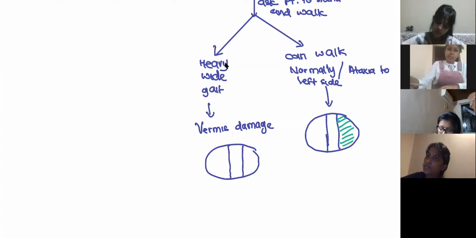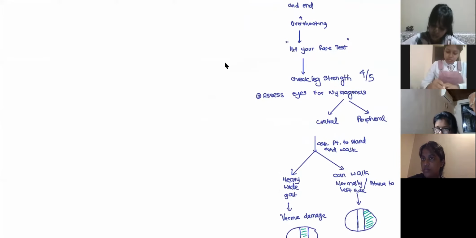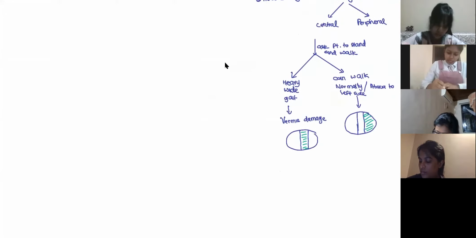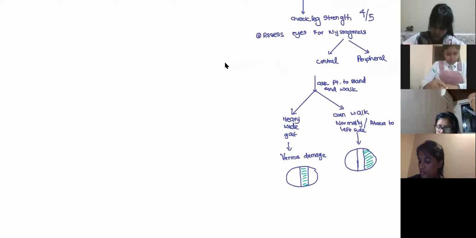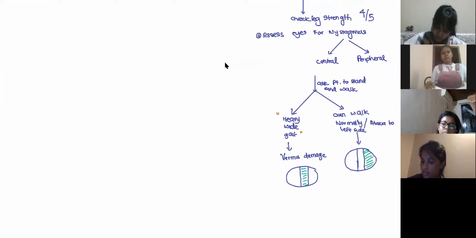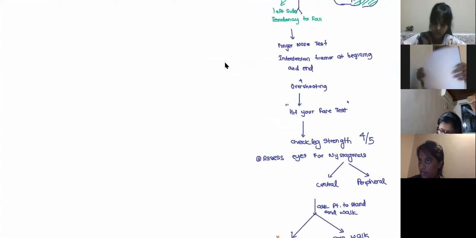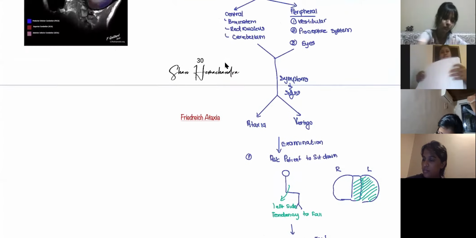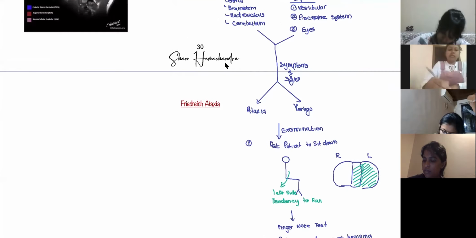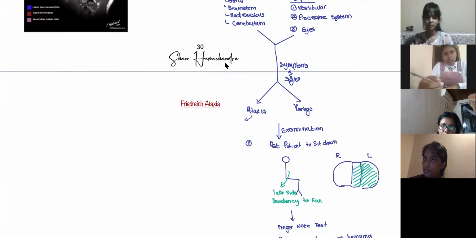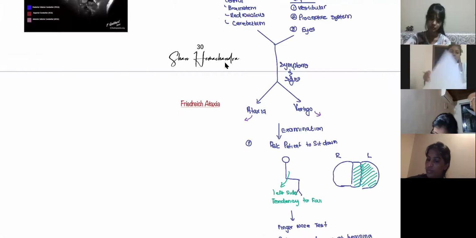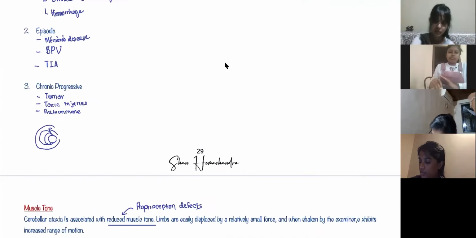Guys, I need you guys to understand all this I'm doing right now is for case studies. You will get these symptoms in the case study. You will hear the words heavy wide gait. You should immediately understand it is due to vermis damage. Okay. Do you guys understand this? Now, can someone tell me what is ataxia? Just give me a basic definition.